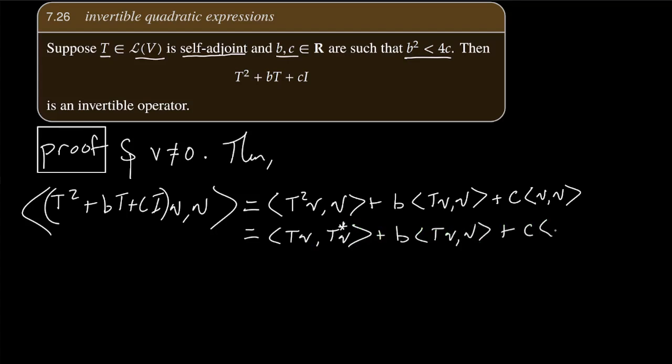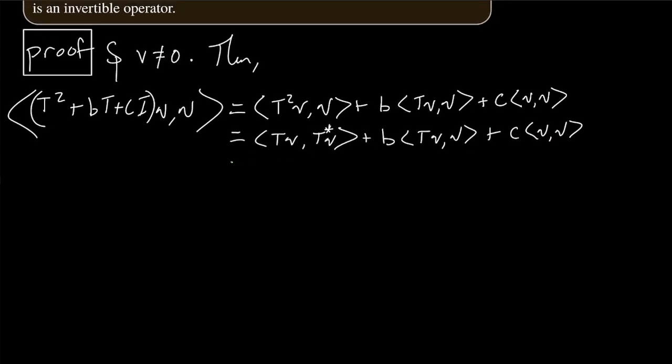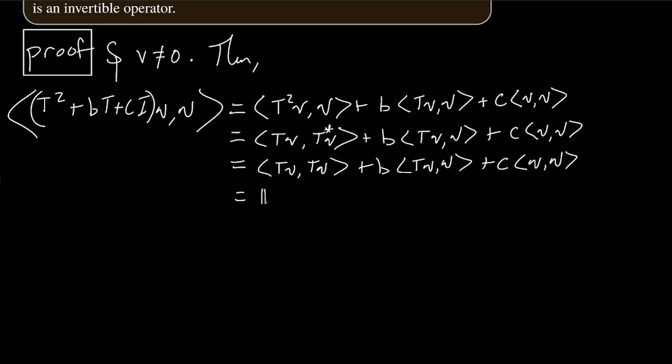Let me write the rest of this line out before I keep talking. There we go. Since T is self-adjoint, T star is just T. So this just turns into inner product of TV, TV. The rest of it becomes B inner product of TV with V plus C, inner product of V with itself. Now some of these look like things we know. For example, the first one is the norm of TV squared. This piece right here, B, inner product of TV with V, is the part we'll have to concentrate on. And the last little bit right there, I get C times the norm of V squared.